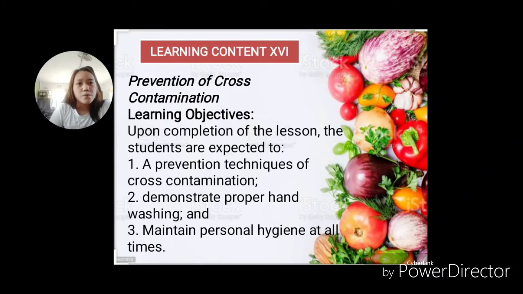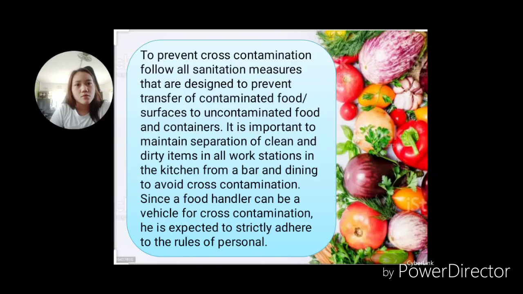Here are the types of prevention of cross-contamination. First, to prevent cross-contamination, demonstrate proper hand washing and maintain personal hygiene at all times. Follow all sanitation measures that are designed to prevent transfer of contamination from food or surfaces to uncontaminated food and containers. It is important to maintain separation of clean and dirty items in all workstations in the kitchen, from bar to dining, to avoid cross-contamination.